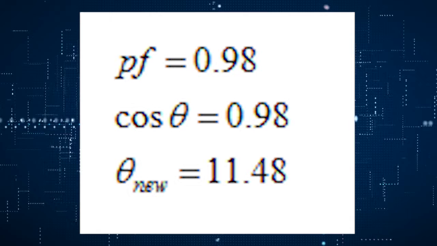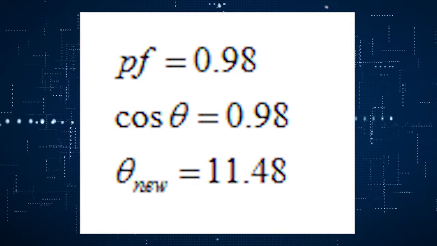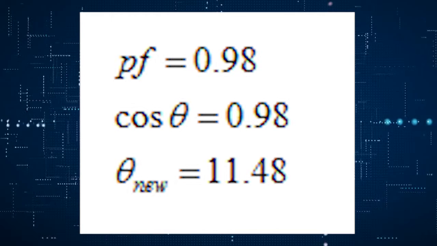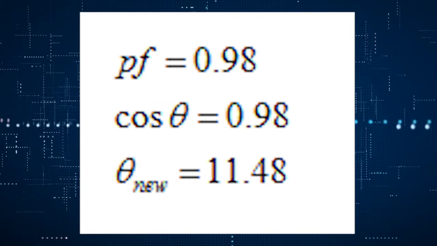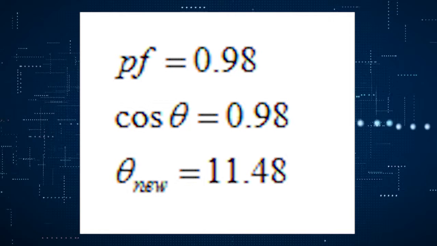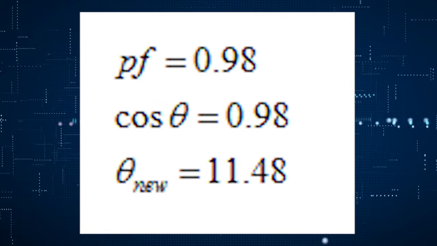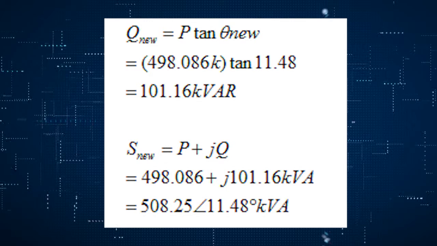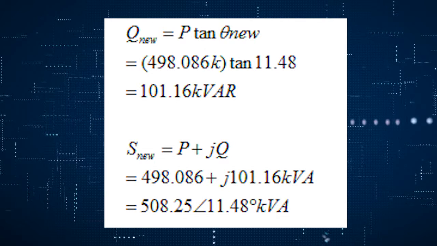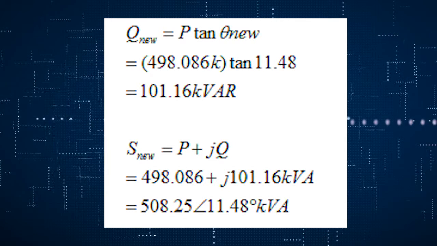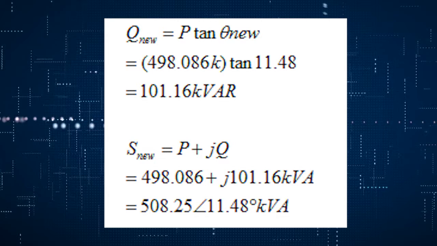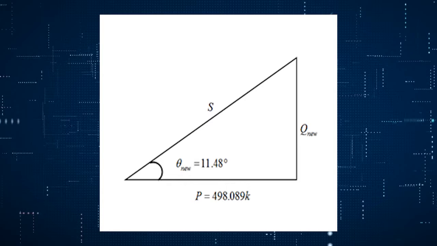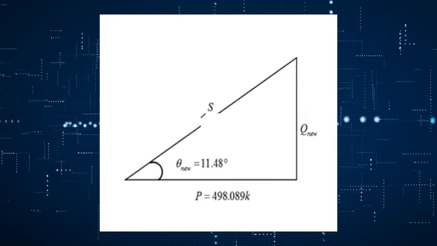Step 2 is to calculate the new power triangle. Since the new power factor has been given in the question, we can find the value of theta. Since the value of P and Q are calculated, we can easily find the value of S, which is the new complex power. So, this is the new power triangle that has been calculated.